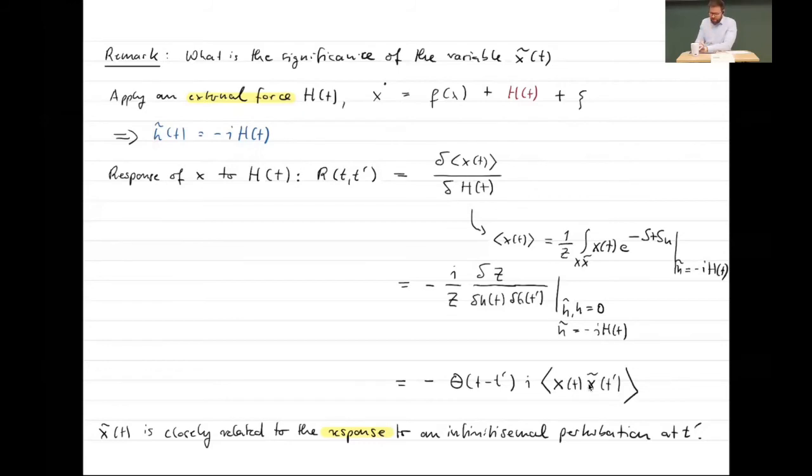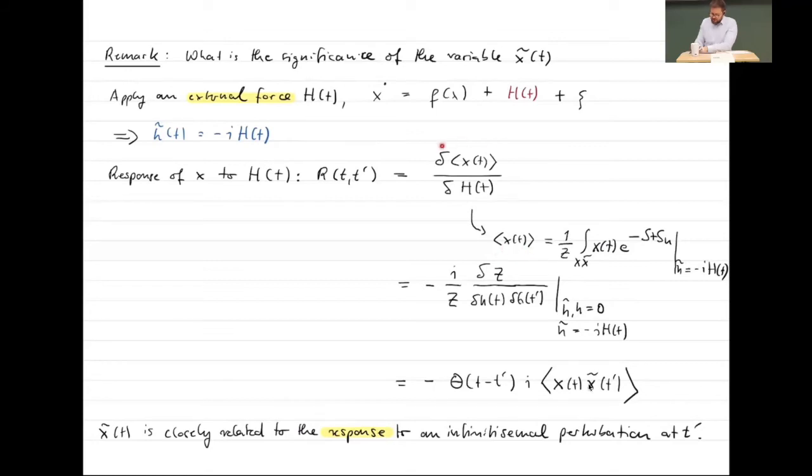To this end, we calculate a response function. This response function is just the change in the average of x with respect to changes in this external field, and that's called the response. So how does the system respond to changes in this external field? As you remember, the average we just get by taking this generating functional and taking the derivative with respect to h once. So that's the first moment.